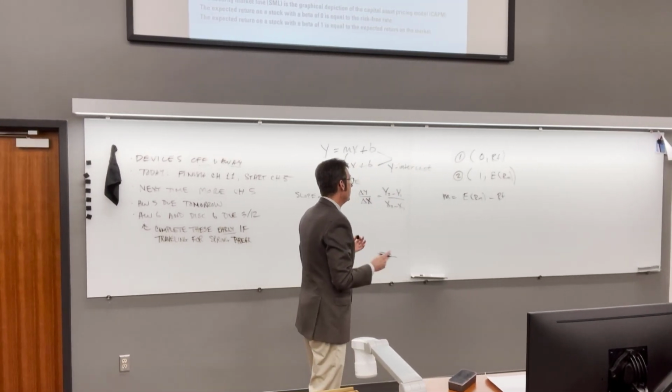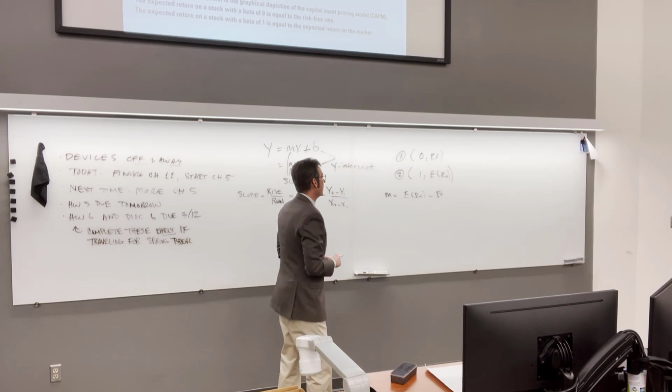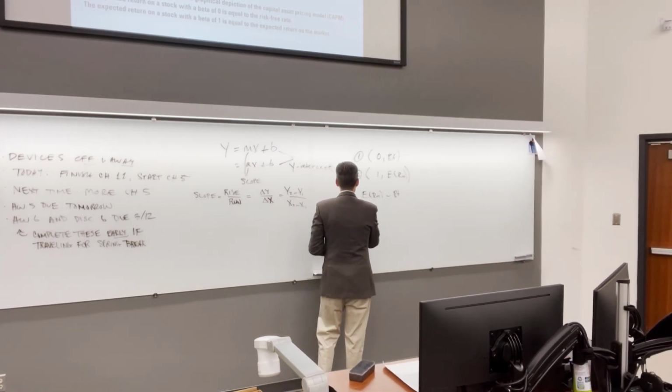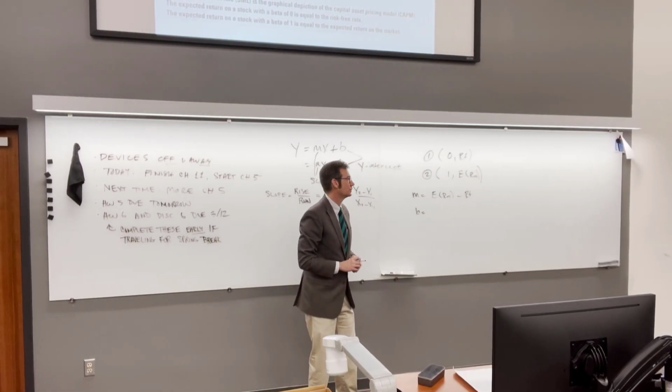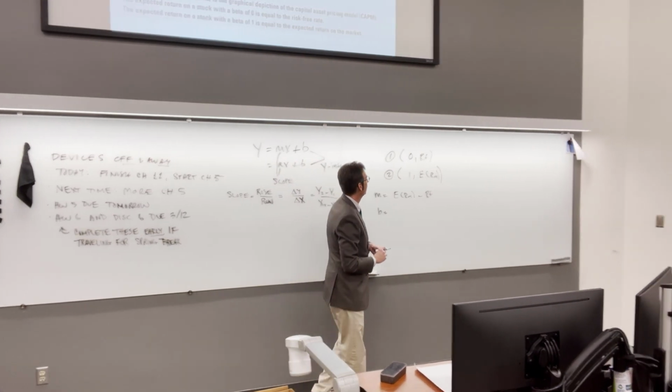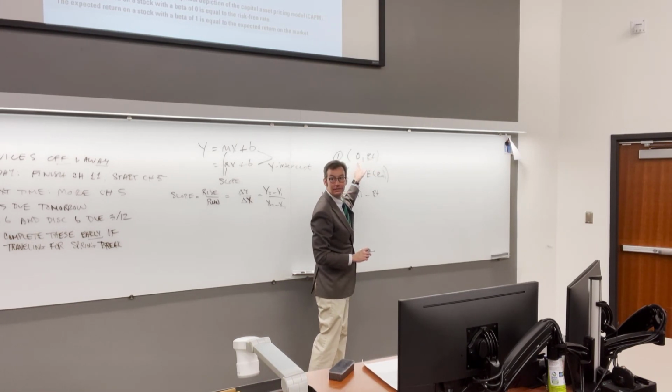Okay. Now, the other thing we need to know in order to be able to write this equation out is the y-intercept. Do we happen to know what y is when x is 0? Swing and a miss. What is y when x is 0? We're going to take another swing at this. Ms. Pomeroy, what is y when x is 0? Risk-free? Yes, it's the risk-free rate.